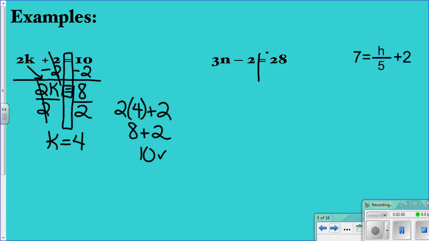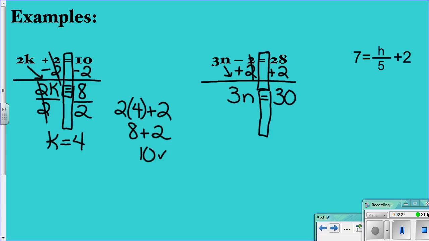Next example, draw a line down, or a balance beam down from the equal sign. We look for our variable, it's n. It has a 3 through multiplication attached to it and a subtract 2. So we are going to add 2 first. Inverses cancel. You're left with 3n. 28 plus 2 is 30.